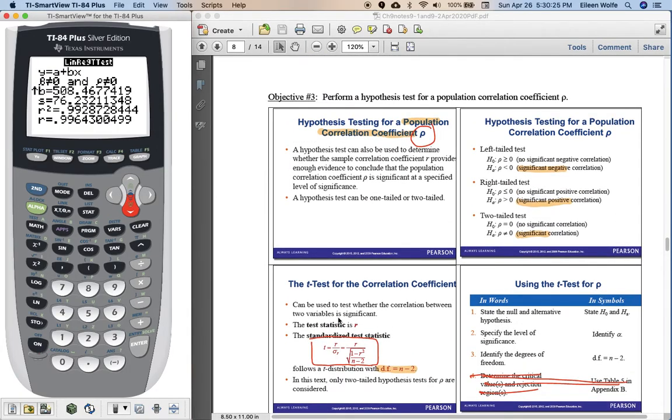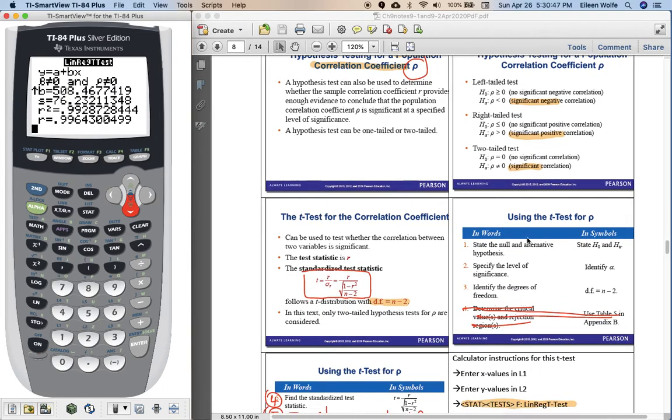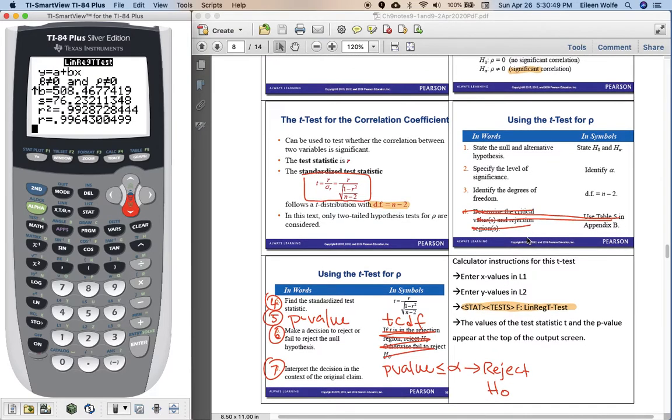Okay, next objective is to do a hypothesis test just to confirm the statistical significance of a correlation. So I'm going to run a t-test. Most often it's two-tailed, but it could be one-tailed if we wish to claim significant negative correlation. It could be right-tailed if we wish to claim significant positive correlation. Most of the time we're just looking for significant correlation and we do two-tailed.